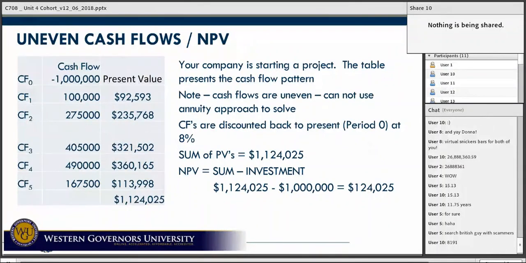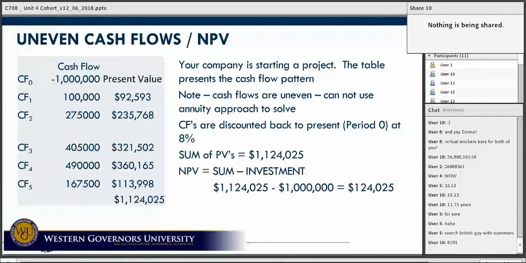So that, I think, covers it. We also talk about uneven cash flows, which is also talked about in Unit 5. You won't be asked to calculate this, but it's basically if you're looking at a company that's doing a project and the project has a cash flow pattern with uneven cash flows, what you would do is solve for the present value of each of the cash flows, and then subtract the total of the present values from the initial investment.